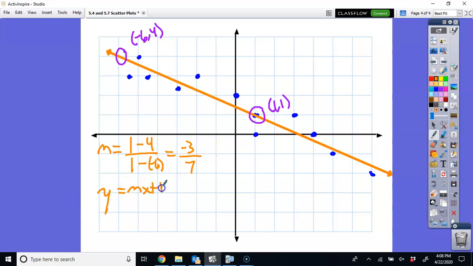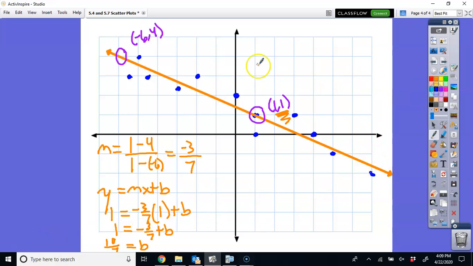Now I'm going to use my slope, my m, and I'm going to use my point, and y equals mx plus b. Now I'm going to use the point (1, 1), because I think it's easier. Plug in 1 for y. Plug in -3 over 7 for m. Plug in 1 for x, and then I'm going to find my b. So -3 over 7 times 1 is -3 over 7. So that one doesn't change. Add 3 over 7. If I add 3 over 7 to 1, that's going to be 10 over 7. 3 over 7 plus 7 over 7.